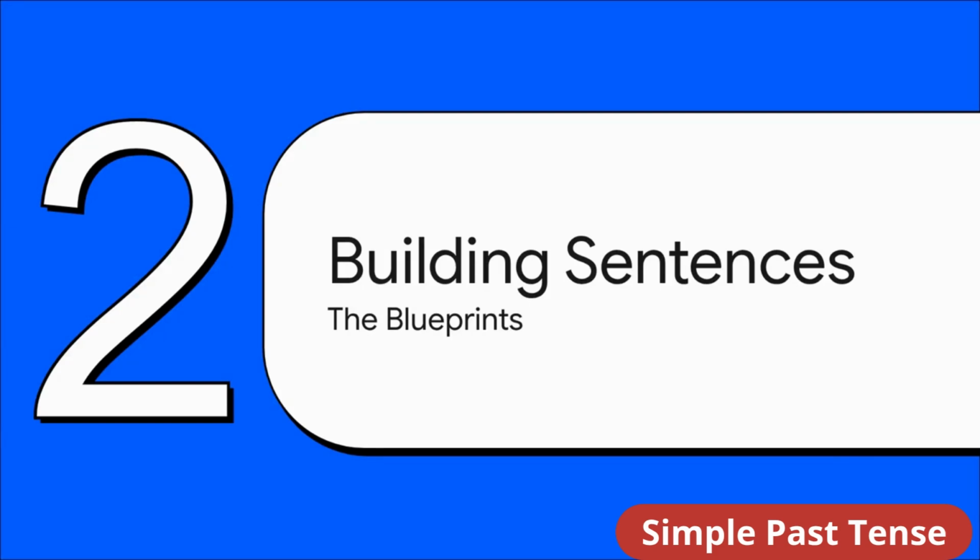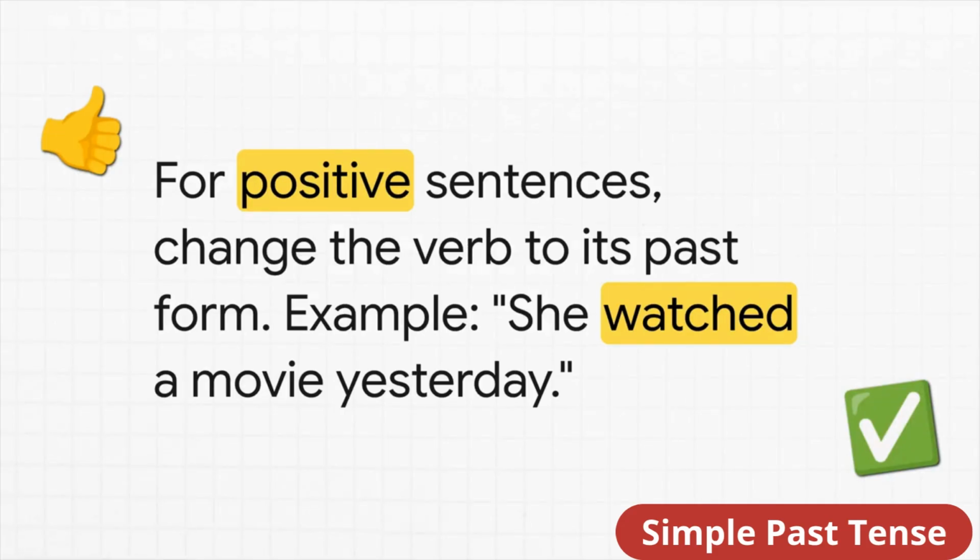All right, so we get what it is. Now, let's check out the blueprints. How do we actually put the sentences together to tell our stories? Good news. For positive statements, the blueprint is super easy. You just take the verb and you change it to its past form. Watch becomes watched. "She watched a movie yesterday." So simple, right? But when we want to say something didn't happen, that's when the blueprint changes a little.